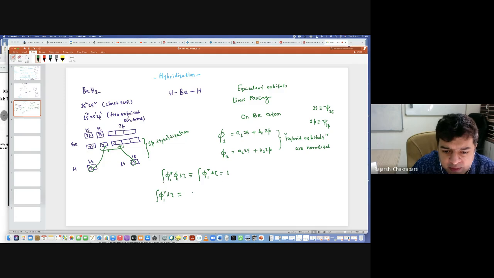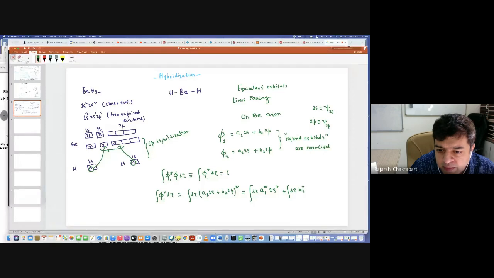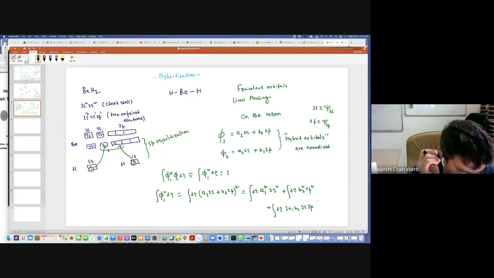Phi 1 is this one, no? Okay. Now, if I expand this, what am I going to get? I'm going to get a1 square 2s square plus b2 square 2p square plus 2a1 b2 2s 2p. This is how you get it, isn't it?